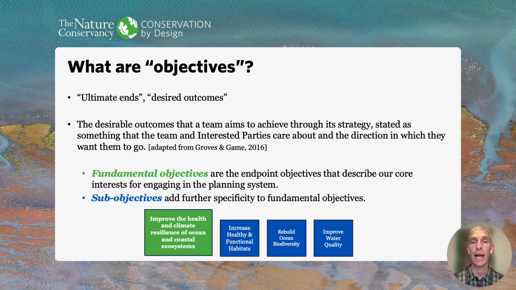This is a partial example, as a team would likely have more than this one fundamental objective, and the team would also want to add further specificity to the sub-objectives, such as being specific about which habitats they are focused on versus not. But hopefully this helps illustrate what we mean by focusing on ultimate ends and the relationship between higher level fundamental objectives and more specific sub-objectives nested within them.